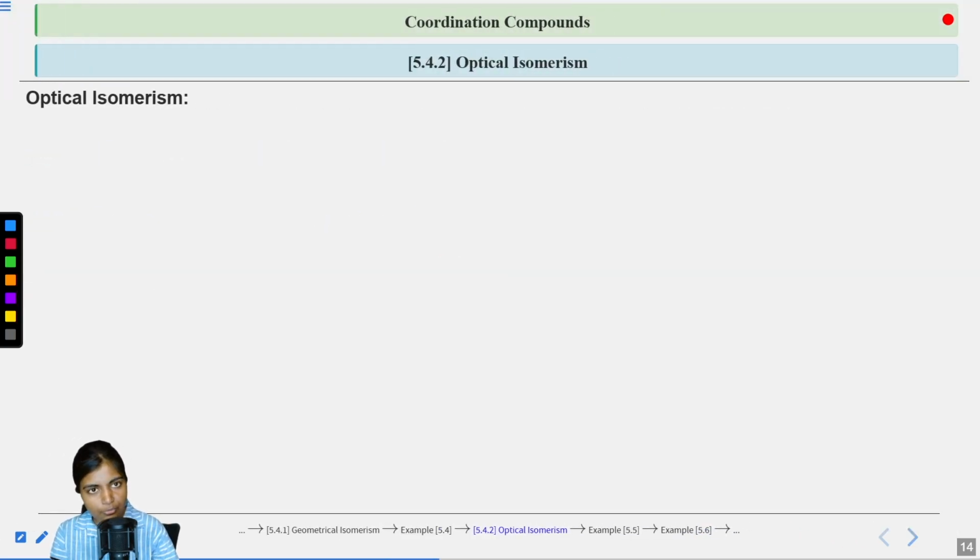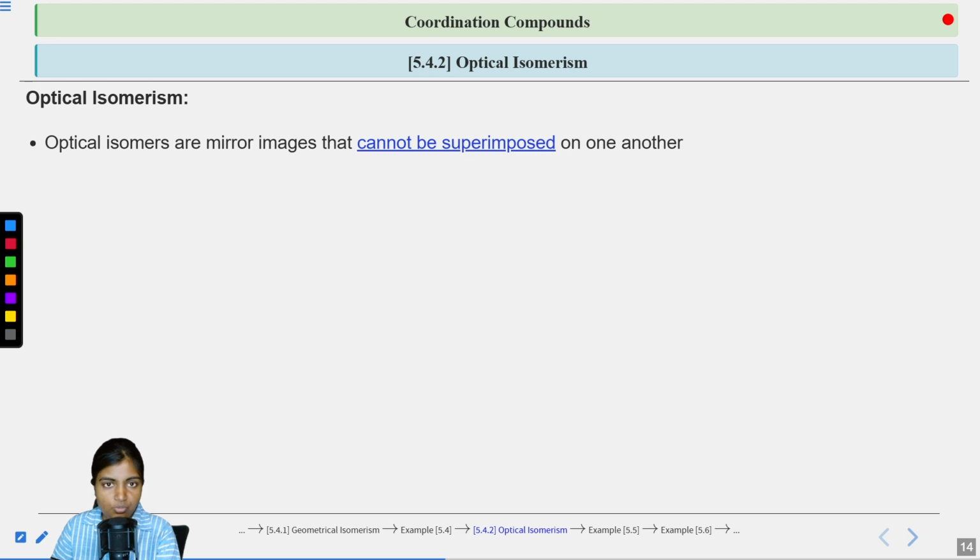So let's shift to our next subsection, 5.4.2, optical isomerism. Optical isomers are mirror images that cannot be superimposed on one another. So optical isomers are two structures which are, first of all, mirror images of each other, and they cannot be superimposed on one another. Superimpose means you can't take one image and place it on the other image. That means they are non-superimposable.